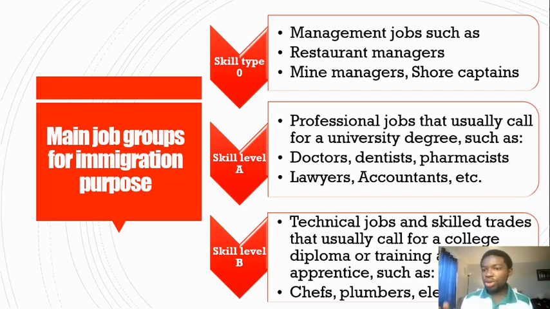So a doctor, a dentist, a pharmacist, a lawyer, an accountant, an auditor, all the jobs that require a university degree usually will fall into this skill level, right? Then you also have skill level B. Skill level B generally talks about technical jobs and skilled trades, right? In this case, you usually need a college degree or training as an apprentice. Examples will be roles like chefs, plumbers, electricians, and so on and so forth.